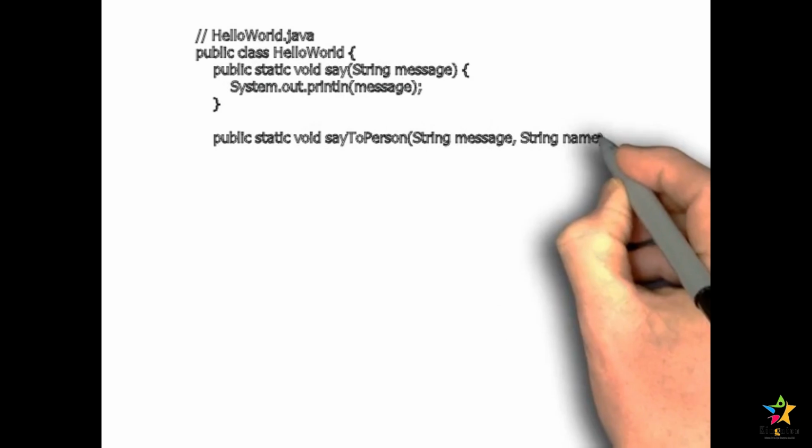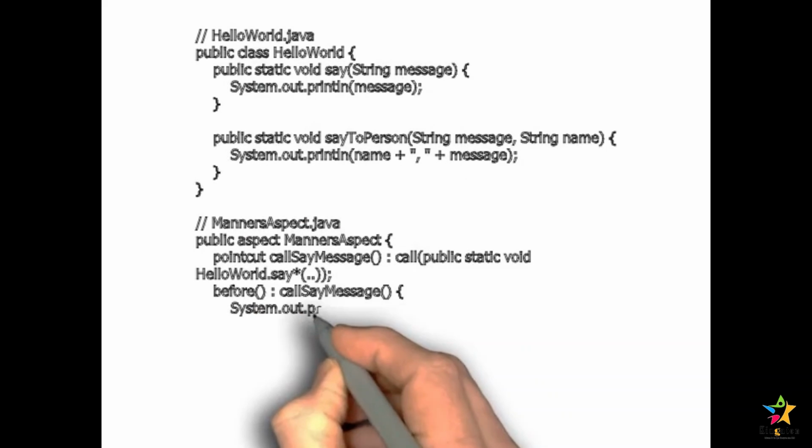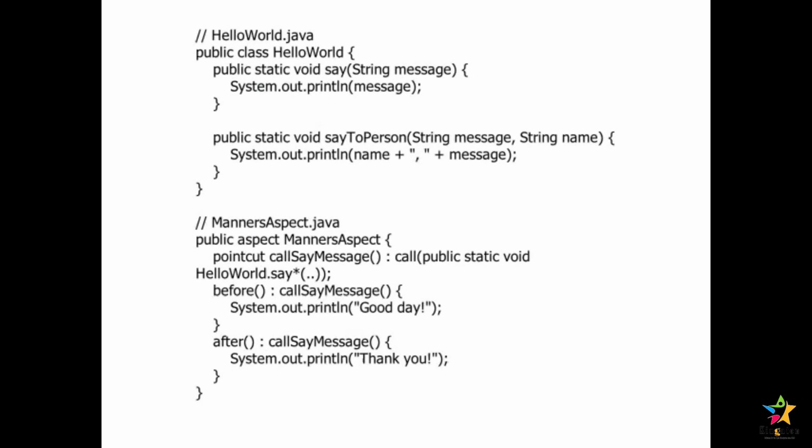// hello-world.java. Public class HelloWorld. Public static void say, String message. System.out.println message. Public static void sayToPerson, String message, String name. System.out.println name plus message. // mannersaspect.java. Public aspect MannersAspect. Pointcut callSayMessage, call public static void HelloWorld.say. Before, callSayMessage. System.out.println good day.